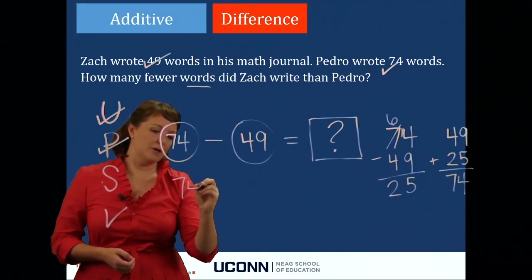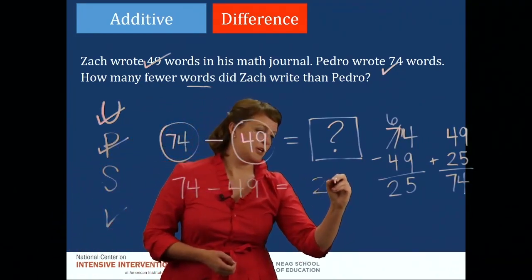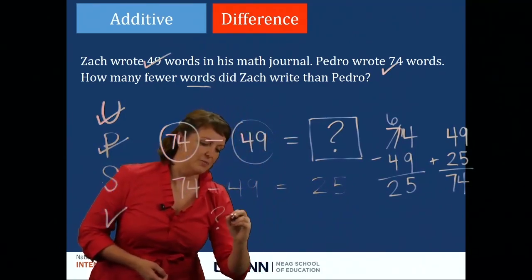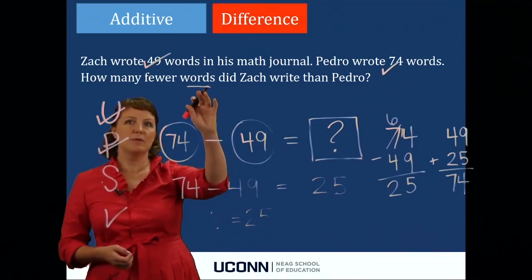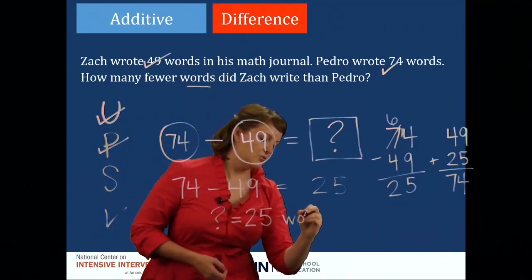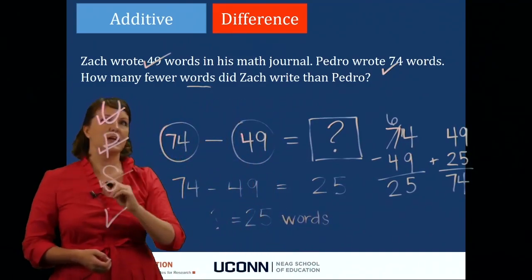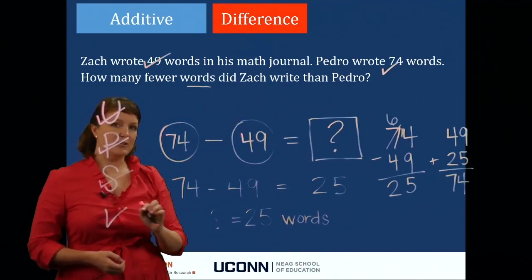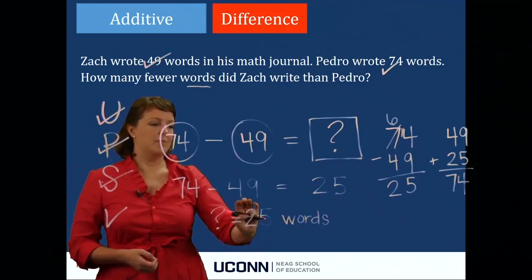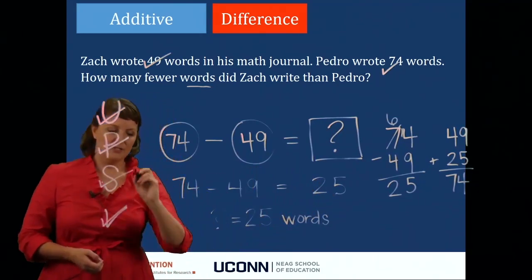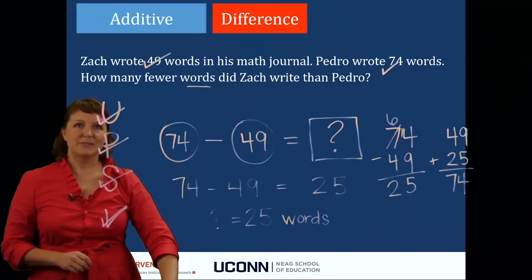So 74 minus 49 equals 25. I'm kind of checking my work there. And my question mark is 25. And I always want to label for my word problem number. I'll look right up here at what I underlined earlier, 25 words. So if I ask the student, how many fewer words did Zach write than Pedro? My answer is right here, 25 words. 74 minus 49 is 25. I checked my work, and now it's time to look at change problems.